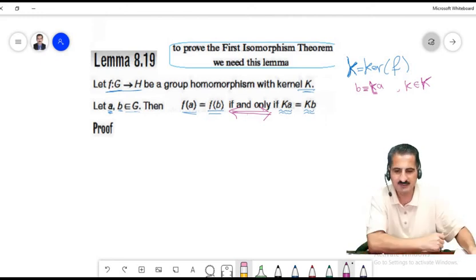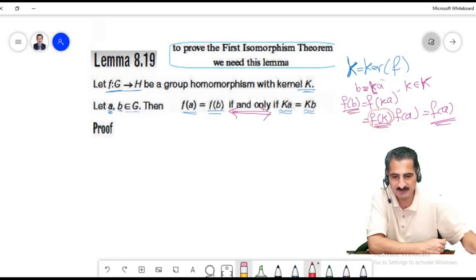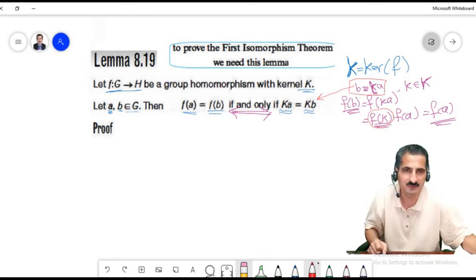What I'm saying here is that f of B is f of k times a, right? But this is a homomorphism, so this will disappear. This will be the identity. So we will have here f of a. So f of a equals f of b. What we assumed at the beginning was that b equals ka, so b and a are congruent modulo K. So this is the idea of the proof.